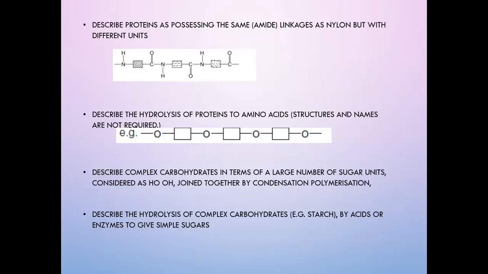You need to know some of the chemistry of natural macromolecules such as protein and carbohydrates. Proteins have the same linkage as nylon but have different monomer units to nylon. And when proteins are hydrolyzed, they form amino acids. Similarly, complex carbohydrates contain a large number of sugar units. Students should be able to describe the process of hydrolysis of both proteins and carbohydrates.